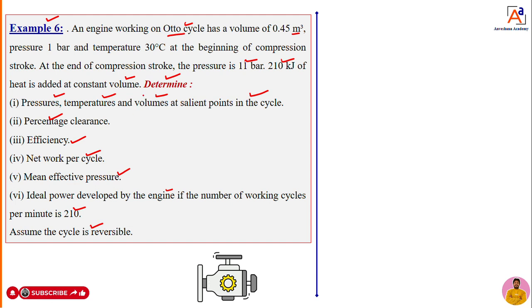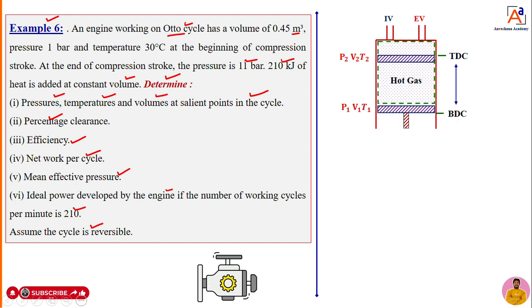Dear students, what you have to do first is calculate the pressure, temperature and volume at all points of the cycle. Second, the percentage of clearance, that clearance volume percentage you need to calculate. Next, efficiency, work done per cycle, mean effective pressure, and you need to calculate the power. This is the problem he has given. Try to understand the problem thoroughly first, then we will solve this numerical step by step.